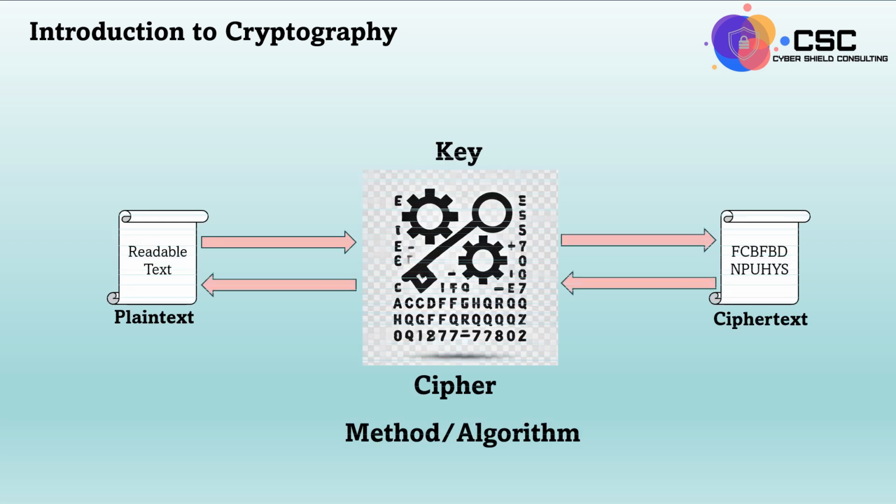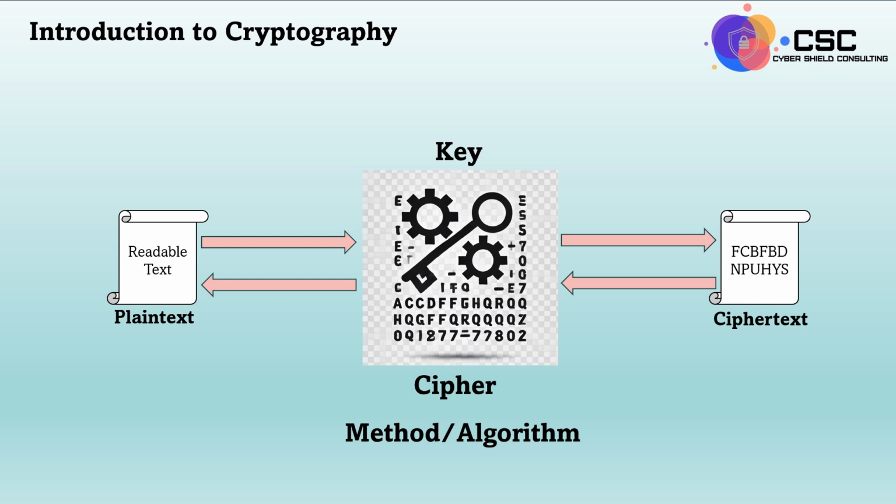That's where ciphers come in. A cipher is a method or algorithm used to encrypt and decrypt information. This method defines the rules for transforming readable data into a secure format and back again. Different ciphers use different techniques, making some stronger and more complex than others.